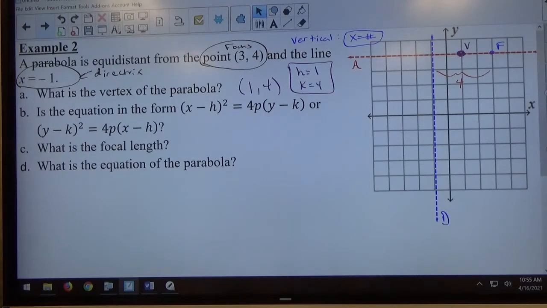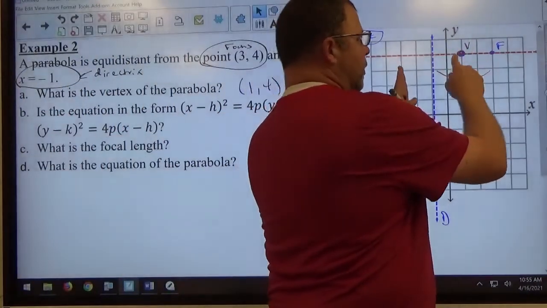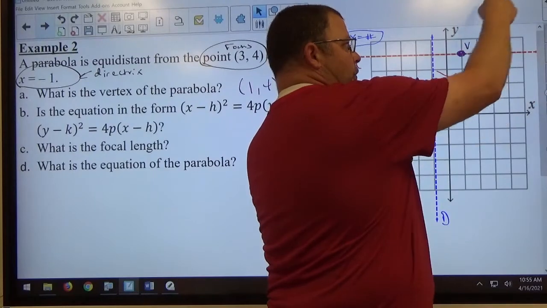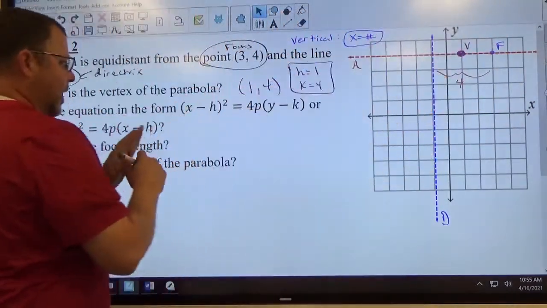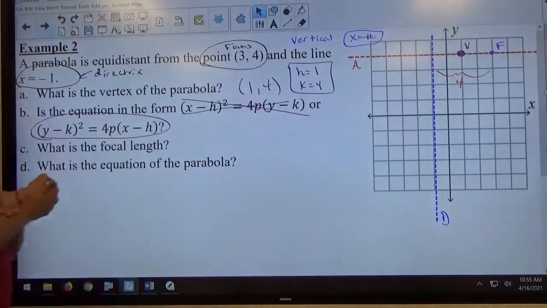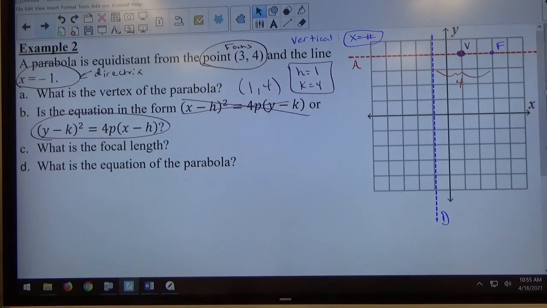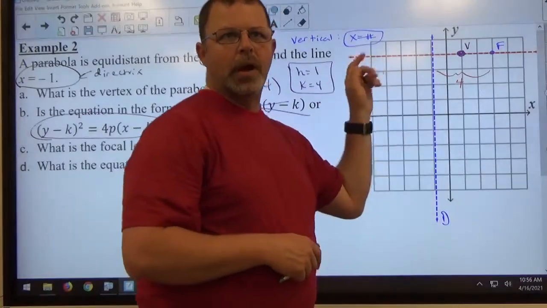Part B, is the equation in the form (x minus h) squared or (y minus k) squared? So the vertex and focus are here, so that means the parabola is going to be turning to the right if I graph it. So that's a (y minus k) squared version, so it's this standard form, not that one. Once you establish, I usually do it by the directrix. My directrix is vertical, the parabola goes left to right, y is squared.